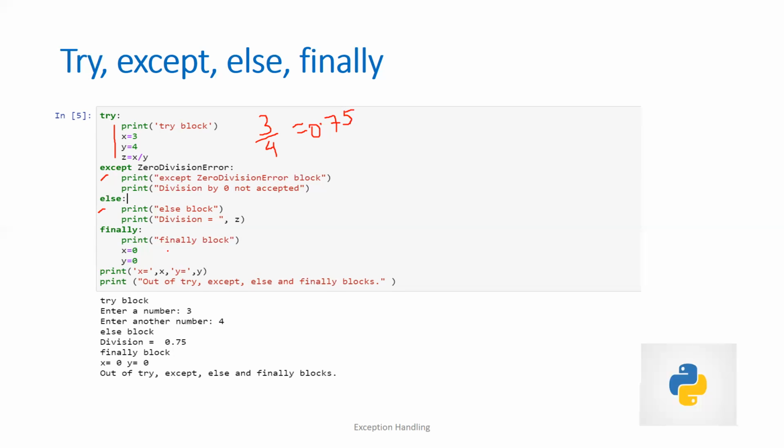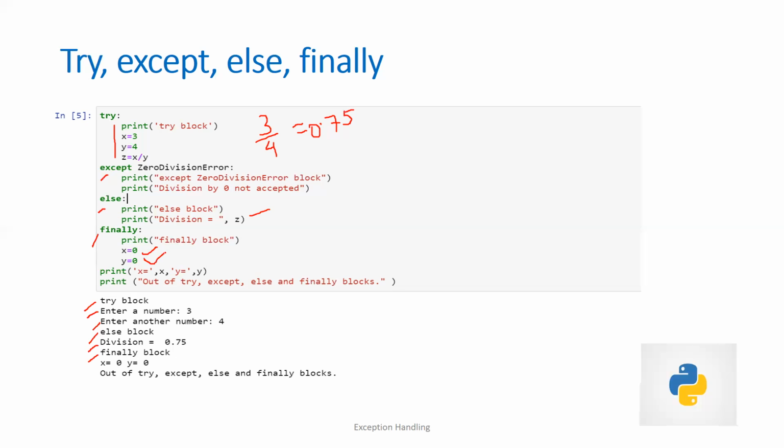So at first I am inside the try block, then I take two inputs, and then I move to the else block. Then I find this division result, and then finally I move to the finally block. Then I am inside the finally block, and here in the finally block I assign two values.